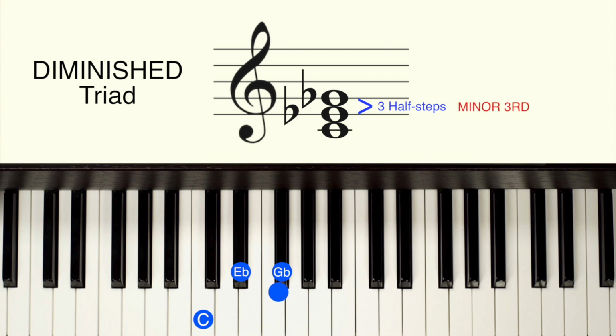1, 2, 3 half steps. So now we have two minor thirds, top and bottom. This is the diminished triad. If you could express confusion or anger as a sound, this chord would do the job.